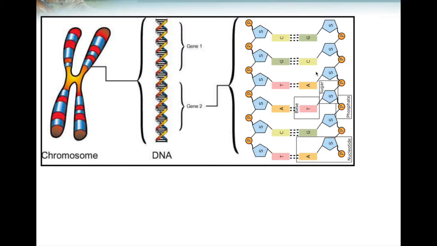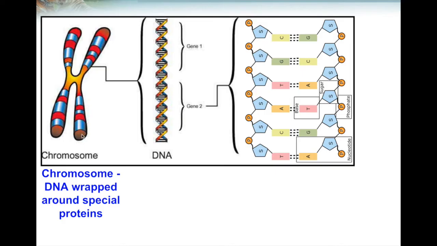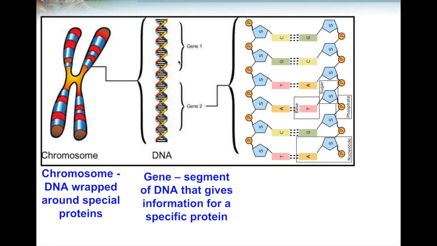To continue with our review, DNA, we can see it in the form of a chromosome. Now, remember, humans have 46 chromosomes. And a chromosome is just DNA, wrapped into this X-like structure. And let's say if we zoomed in on this little part of the chromosome, we can see the DNA. And here it's sectioned off into different genes.